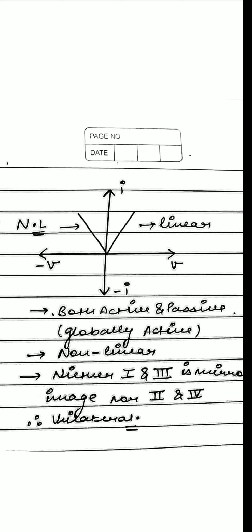So the answer for this is: the nature of the component is both active and passive. If that is not given in the options, mark globally active. Second, it is non-linear. Third, it is neither symmetrical in the first and third quadrant nor in the second and fourth quadrant, so therefore it is unilateral. I hope you got it.